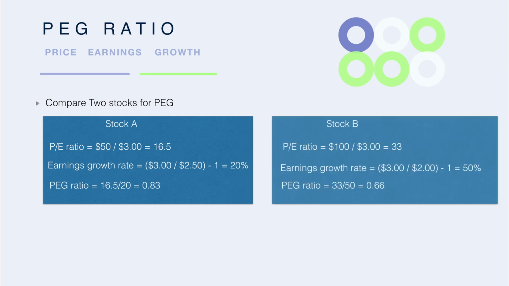Whereas stock B PE ratio equals $100 divided by $3 equals 33. Earnings growth rate equals $3 divided by $2 minus 1 equals 50%. PEG ratio equals 33 divided by 50 equals 0.66. Here, minus 1 represents the number of years used for the growth rate calculation.